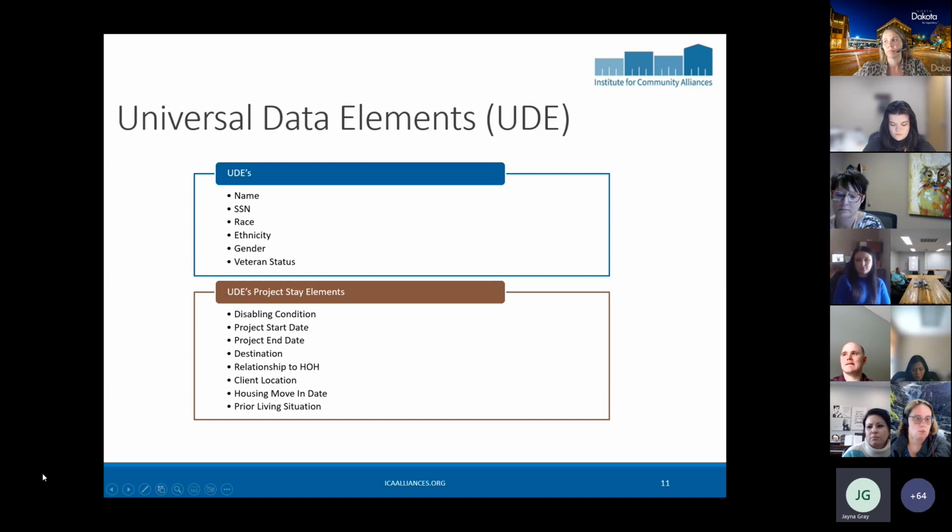The client location, the move-in date, if that is a rapid rehousing project or permanent supportive housing project, like when did they get into those projects? And then where were they prior to enrollment?